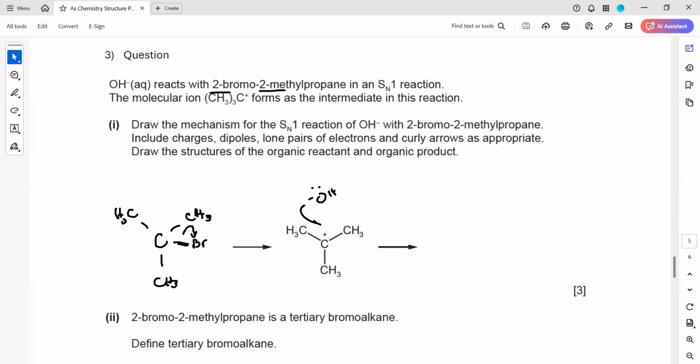So when the OH is attached, the final product we can draw like this: we attach CH3 here, CH3 here, CH3 here, and we attach OH. It is important to draw this arrow. Arrows have marks, like this arrow has one mark when you draw this.